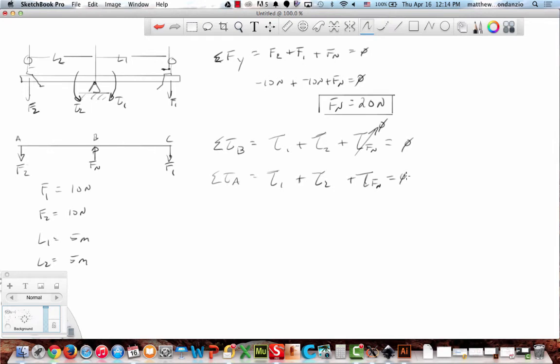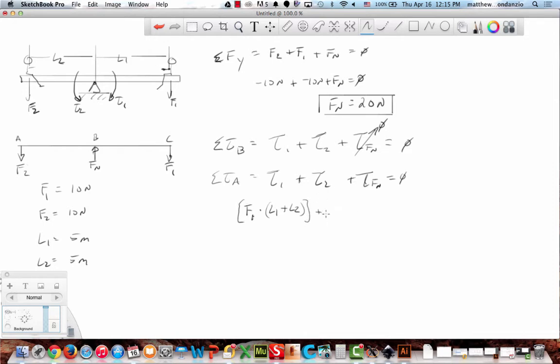Now let's break this down. Torque 1 is my force 1 times what's the length from force 1 to the new pivot point A? 10 meters. Well, let's do it in variables. Here's force 1, here's point A. How far is force 1 from point A? It's L1 plus L2, isn't it? Do you guys see that? Yes, it's at full distance.